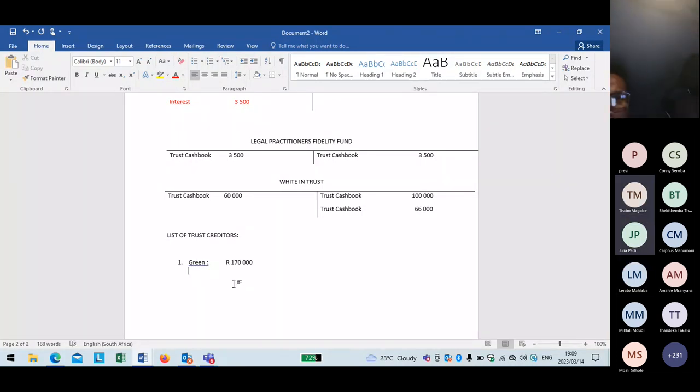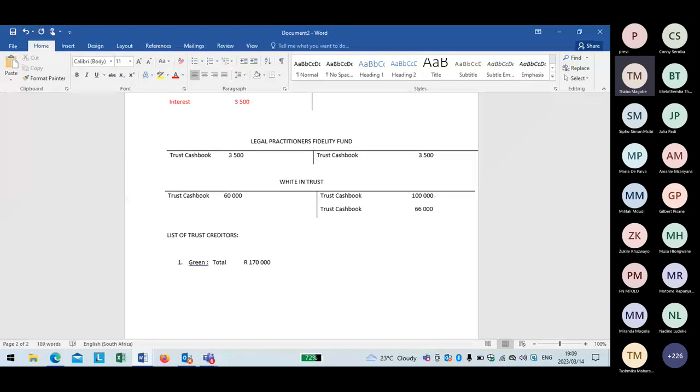170, and then total is 170. If you like, you can start with the splitting before coming to the total. And then section 86.4 is 150. And then, what am I doing now?